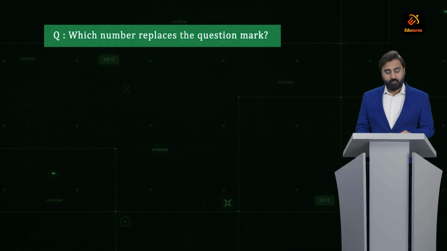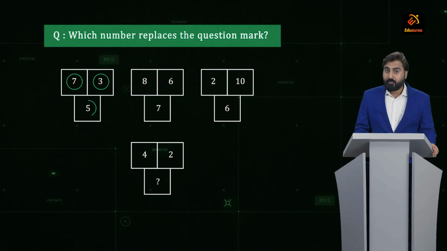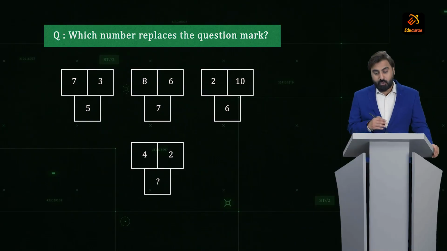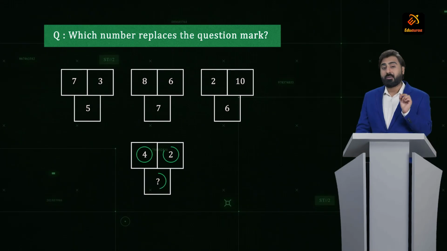And in this diagram, if you see, the first block has 3 numbers, that is 7, 3 and 5. The second block has 3 numbers, that is 8, 6 and 7. The third block has 3 numbers, 2, 10 and 6. And the last block has 3 numbers, which is 4, 2 and that missing one. We are supposed to find that missing number. How do we find it?